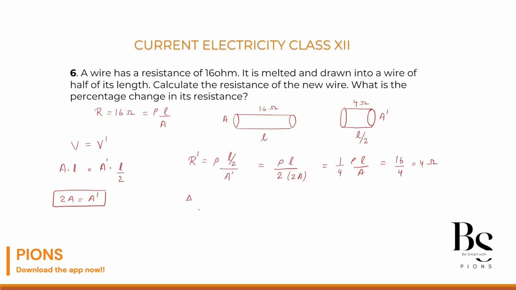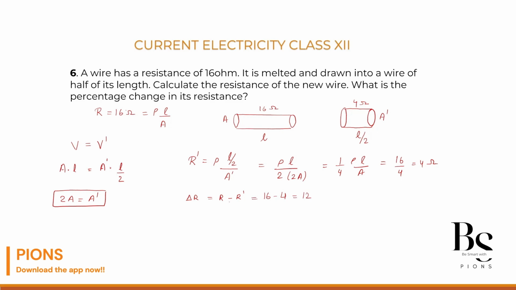Change in resistance is delta R, that is previous one minus new one, or we can say the larger value minus the smaller value. Not necessarily always previous and new. We will always subtract the lower value from the higher so that we can keep the percentage a positive value. So change in resistance is simply 16 minus 4. 16 minus 4 is 12.